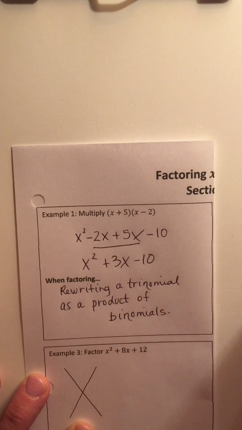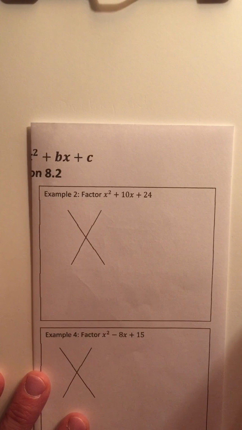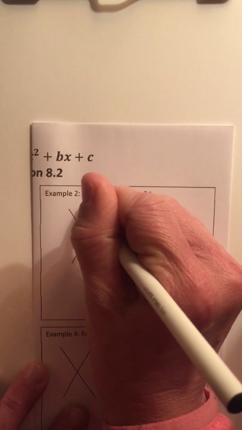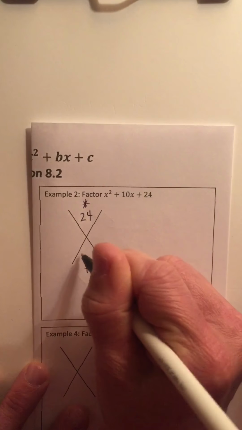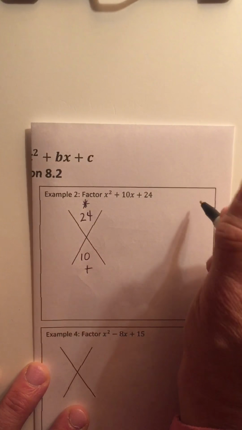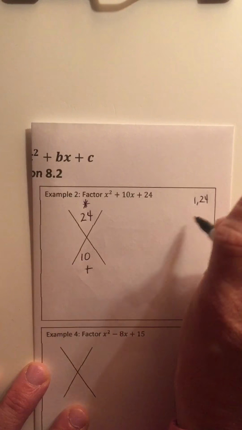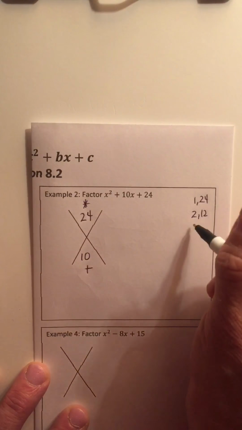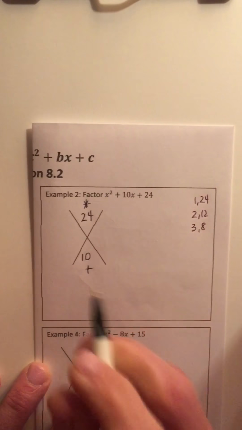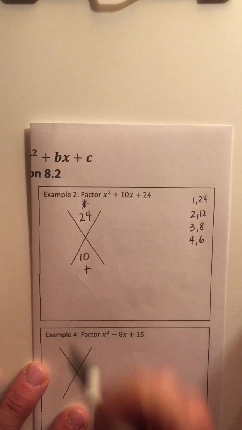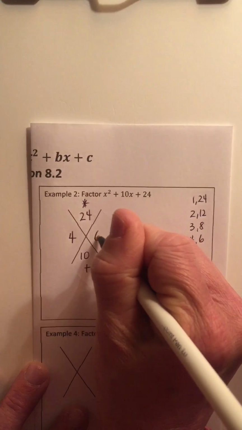So looking at example 2, we're going to factor x squared plus 10x plus 24. And you need to ask yourself the question, what multiplies to 24 and adds to 10? The factors of 24 are 1 and 24. They don't add to 10. 2 and 12. They do not add to 10. 3 and 8 add to 11. 4 and 6, they do add to 10. So we're going to put those here.